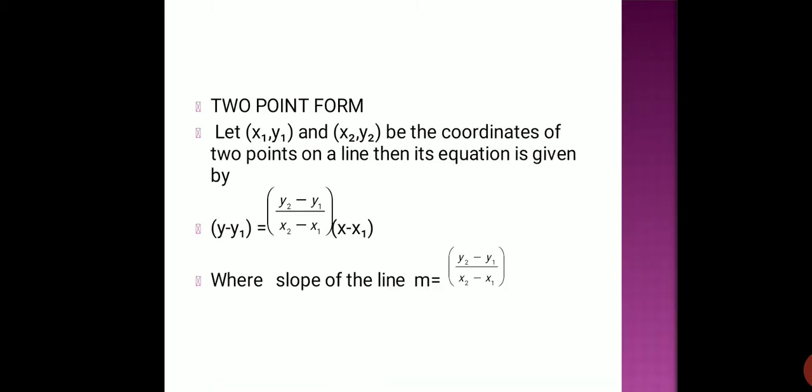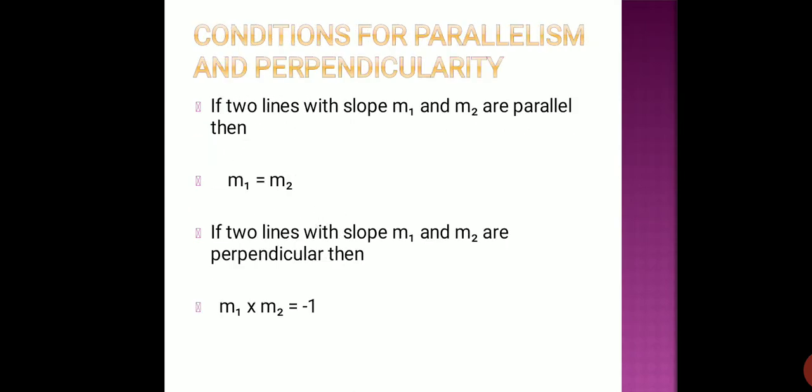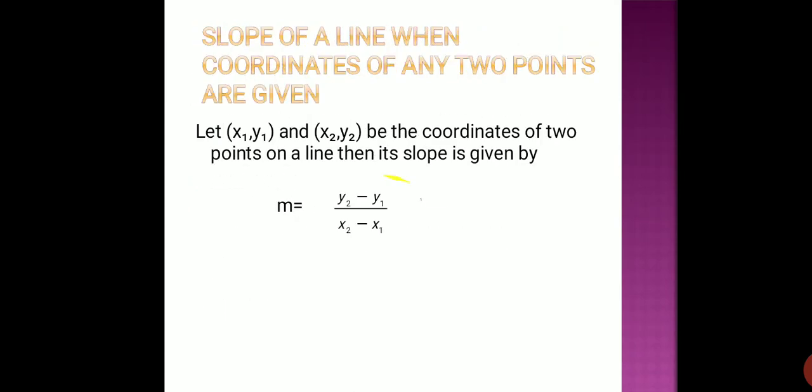The next is 2-point form. Let the 2 points be x1, y1 and x2, y2. Then the equation will be given by y minus y1 is equal to y2 minus y1 upon x2 minus x1. You have already seen what this quantity represents. Let's go back to that slide. Then you will know again. M is equal to y2 minus y1 upon x2 minus x1. This gives you the slope of the line, isn't it?